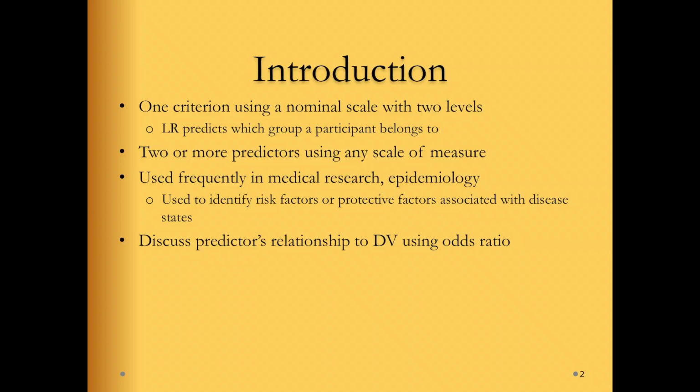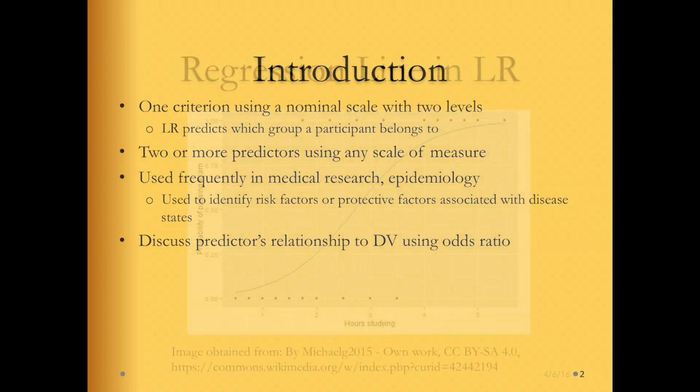Like chi-square, this procedure has a history of being used in medical research and especially to identify predictors that serve as risk or protective factors of disease states. Also, consistent with the chi-square test of independence, we'll discuss the relationship of the predictor to the dependent variable using the odds ratio. This presentation will assume you have seen the discussion of the odds ratio in the chi-square test of independence in the slides that precede this presentation.